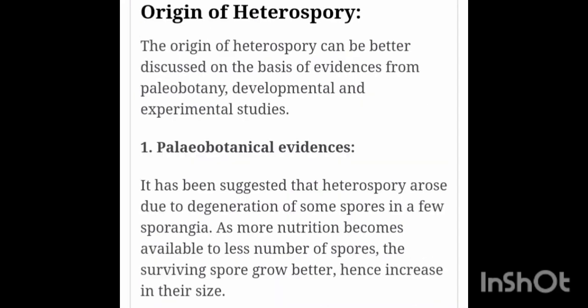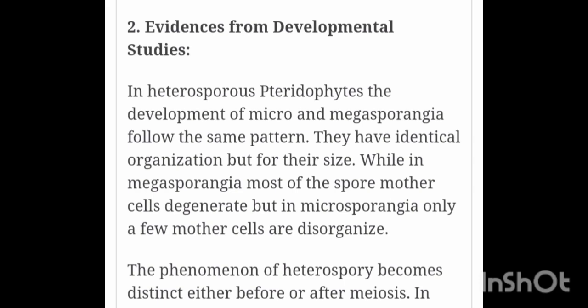Origin of heterospory. The origin of heterospory can be better discussed based on evidences from paleobotanical, developmental, and experimental studies. Paleobotanical studies: it has been suggested that heterospory arose due to the degeneration of some spores in a few sporangia. As more nutrition becomes available to a smaller number of spores, the surviving spores grow better, hence increase in their size.